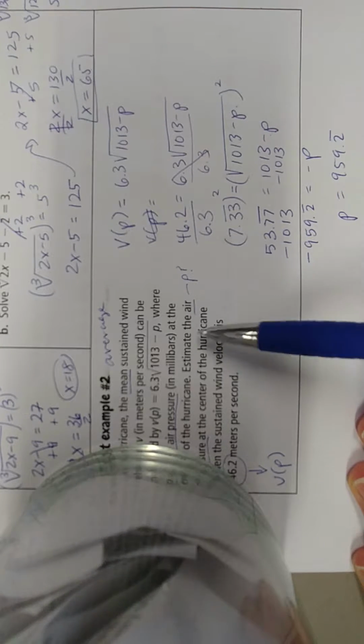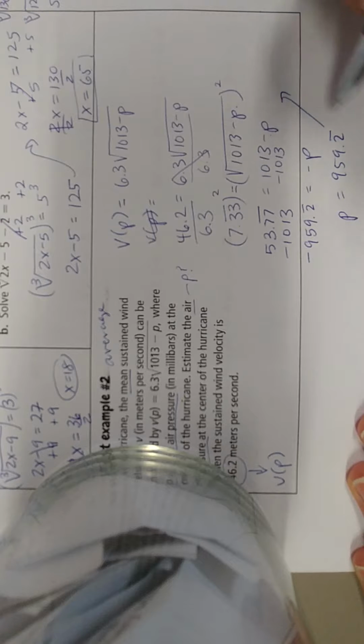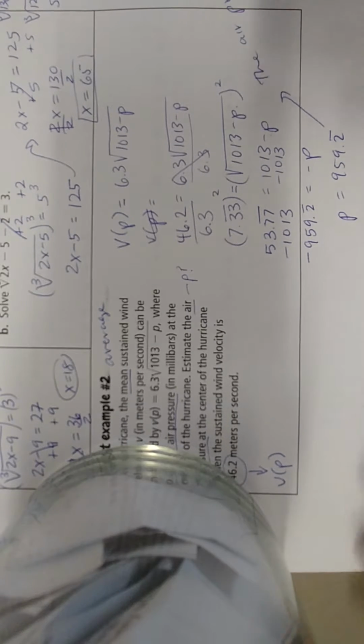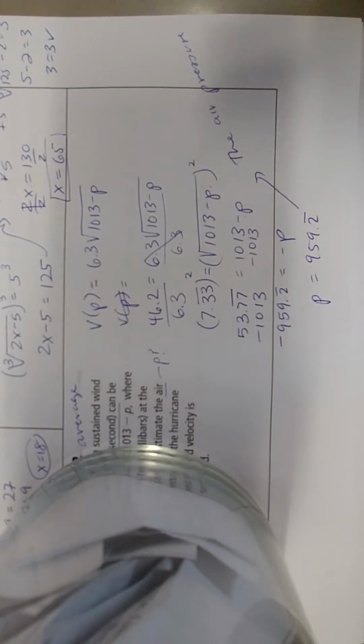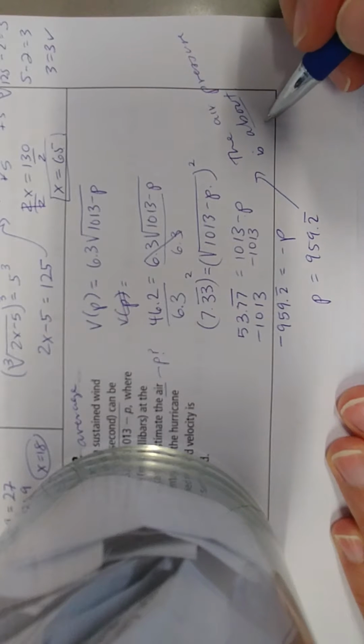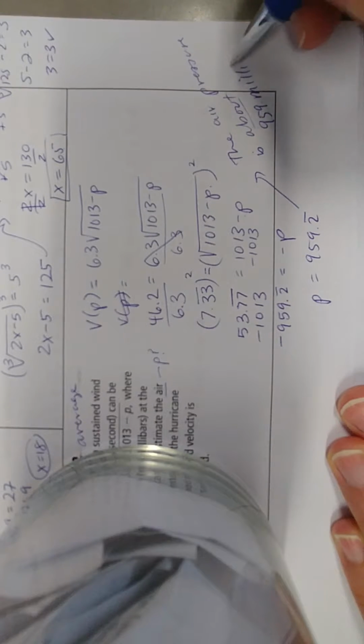Now, since the question was to estimate the air pressure, that kind of implies it doesn't have to be this perfect value. However, I have a pretty good value here, so I'm going to keep it. I'm going to say the air pressure, I'm kind of running off my paper here, is about, that tells me I've rounded a little bit here, 959 millibars.